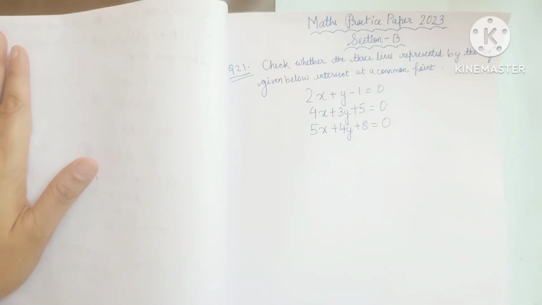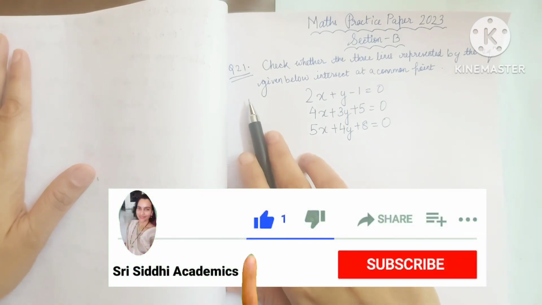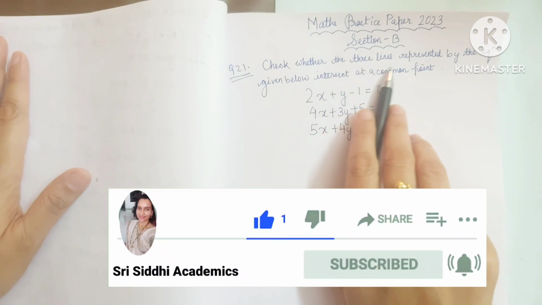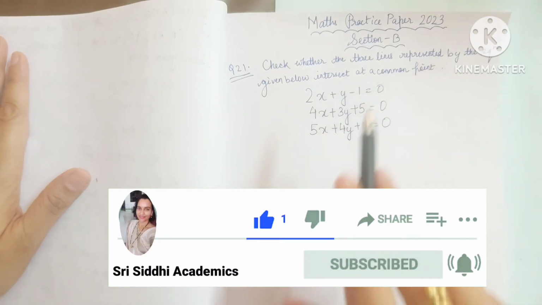Let's start today with section B of Maths Practice Paper 2023. Let's start with question number 21. It says, check whether the three lines represented by the equation given below intersect at a common point.